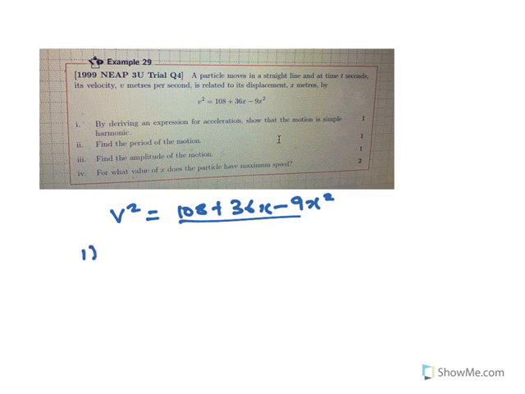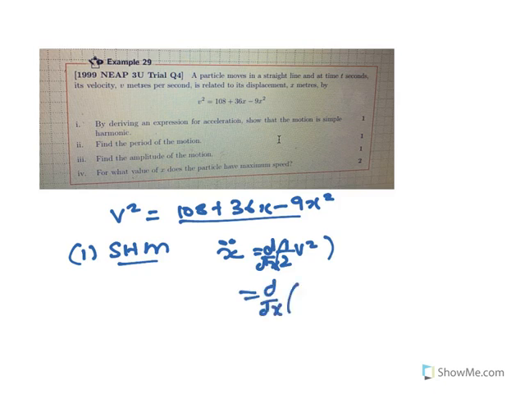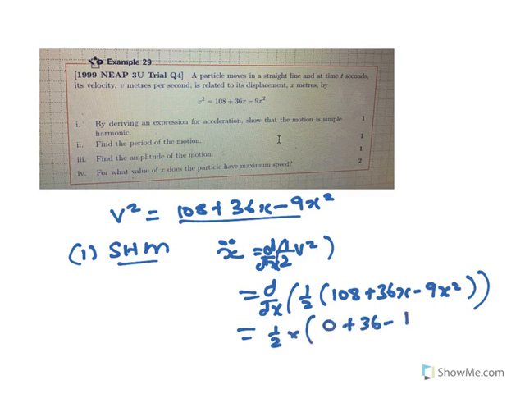Okay, so this is given the velocity, which is v squared equals this value here. And what we want to do is show that it's simple harmonic motion. To show it's simple harmonic motion, we have to find the acceleration. In order to do that, we sub this into dv dx over half v squared. So it's d dx of half times 108 plus 36x minus 9x squared. So that's going to be a half times, and I'm going to differentiate this, 0 plus 36 minus 18x. So that's going to be 18 minus 9x. So that means the acceleration is minus 9x minus 2.